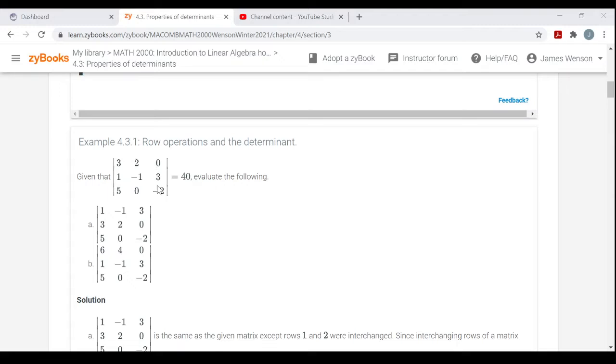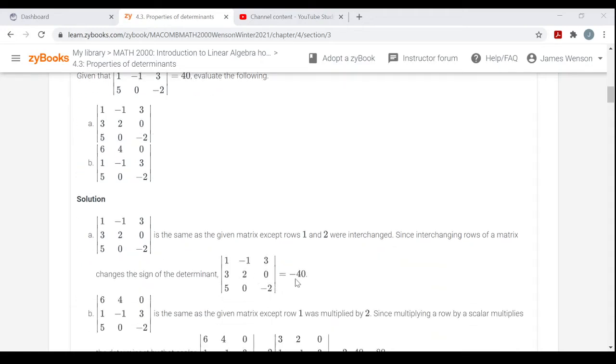So if the determinant of this matrix up top was 40, and I just switched rows 1 and 2, I'll get the opposite determinant. This matrix should have a determinant of negative 40, and they mentioned that here. Switching two rows gives me the opposite determinant, it changes the sign of the determinant.